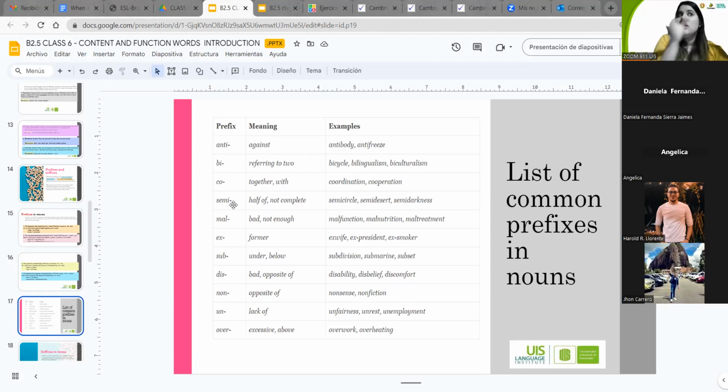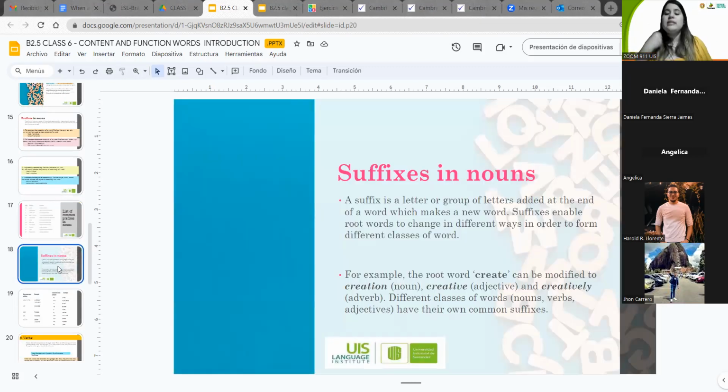Okay, former means not anymore, like que ya no está, right? O que ya no es. Sub is under or below, like division, subdivision, marine, submarine, set, subset. Dis also means not or opposite of, like ability, disability, belief, disbelief, comfort, discomfort. Non, the opposite of: nonsense, non-fiction. Un, lack of or opposite: unfairness, unrest, unemployment. Over means something excessive or above, like overwork, overheating. Okay, good.